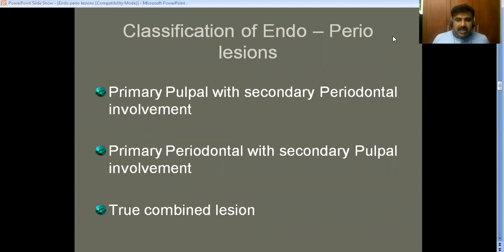Now, how do you classify endo-perio lesions? That is a basic thing. A lot of classifications are available in the literature, but one classification that stands out is Simon's classification, and that is what we are going to discuss today.